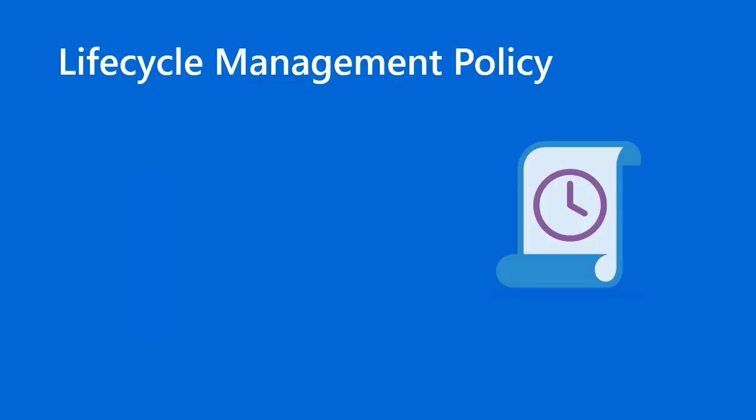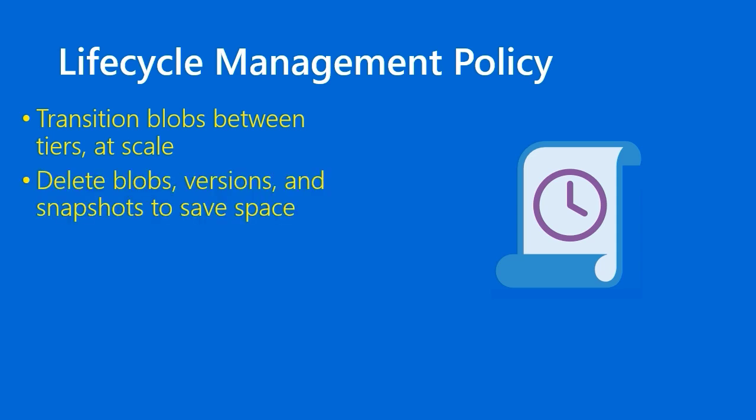Lifecycle management policy is a newer feature in Azure Blob Storage that can help us corral lots of blobs. Specifically, you can transition blob access tiers at scale. You certainly don't want to be doing this kind of operation on a blob-by-blob basis. You might have many containers containing many hundreds or thousands or tens of thousands or hundreds of thousands of blobs. You can do things like deleting blobs, blob versions, snapshot backups to save space when they reach a certain length.